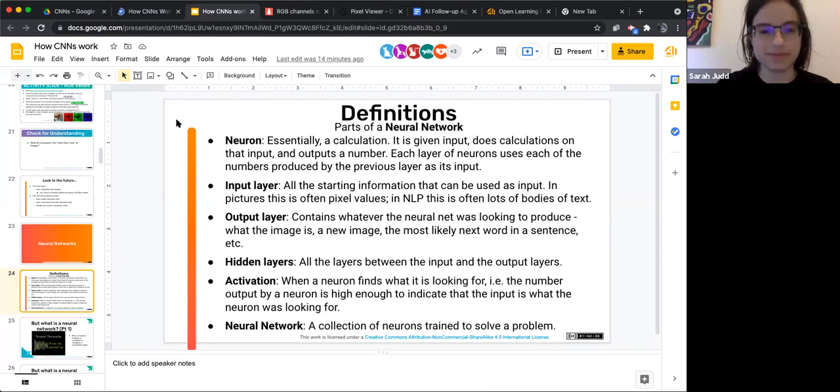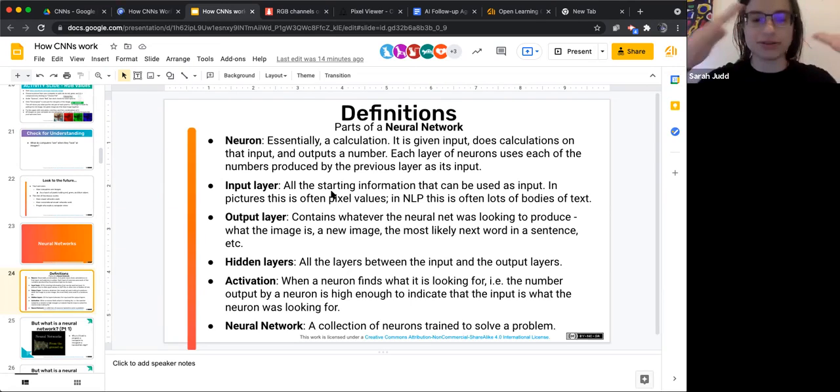But just to start out, a neuron is basically just a calculation. It's given some input, it does some math to it, there is an output. If that output is higher, then the neuron is considered to be activated. If that output is lower, then it isn't. What your neural network is learning is what those activation levels are. The input layer is just all the starting information that's going into your neural network. In our case at the moment, it's all the pixels. In natural language processing, it's often just lots of words.